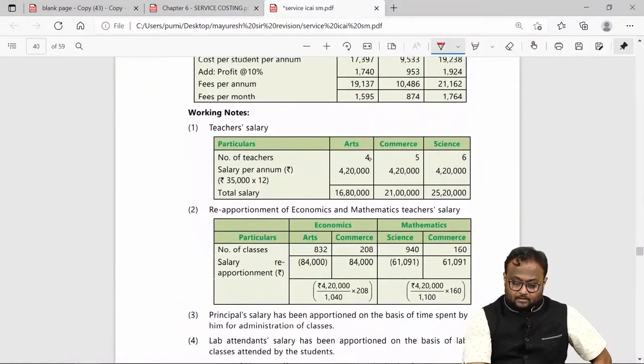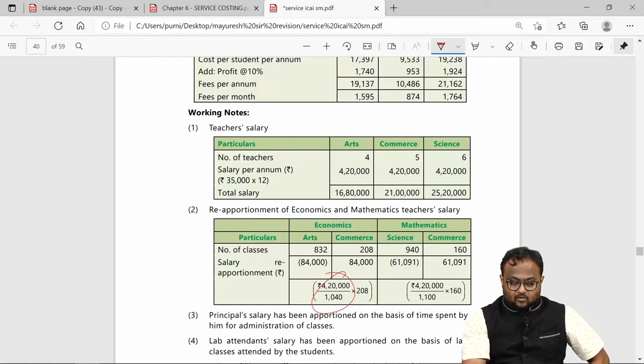See, this is teacher's remuneration. 35,000 salary multiplied by 12. Now 4,20,000 is paid for 1040 classes. Out of that, 208 classes belong to commerce.